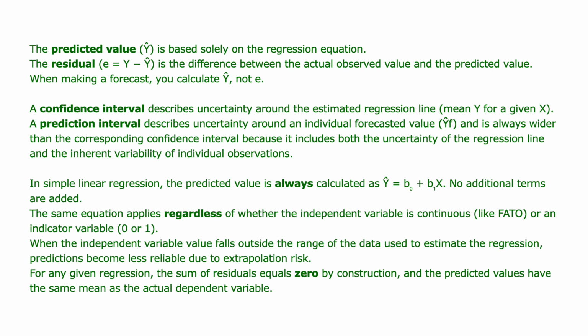The predicted value is a point estimate representing the average relationship described by the regression line. It is distinct from the residual, which is the difference between an actual observed value and that predicted value.